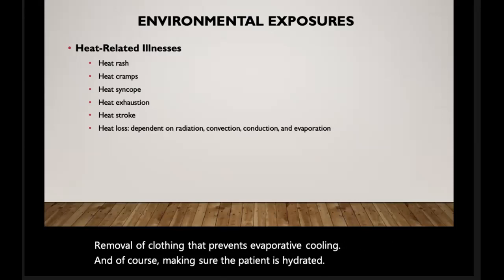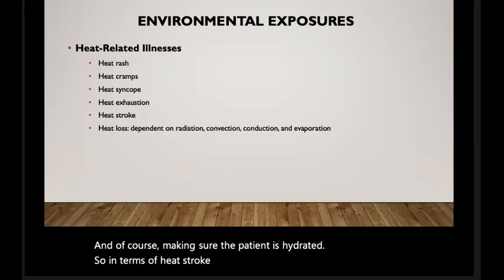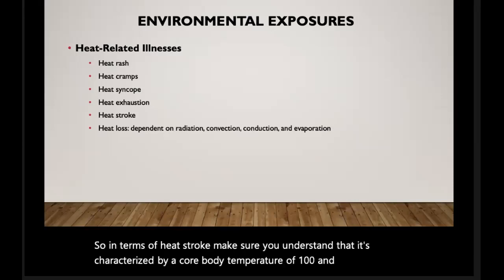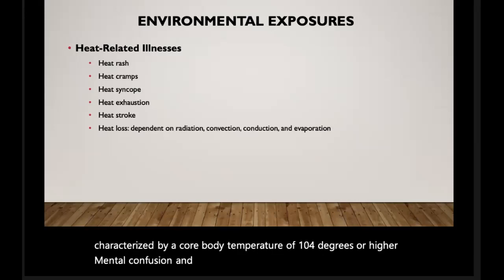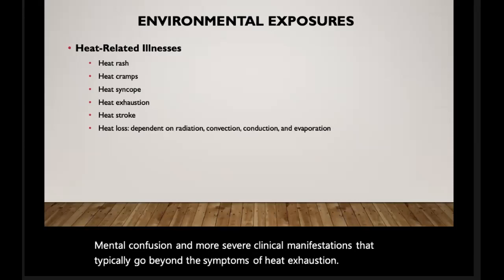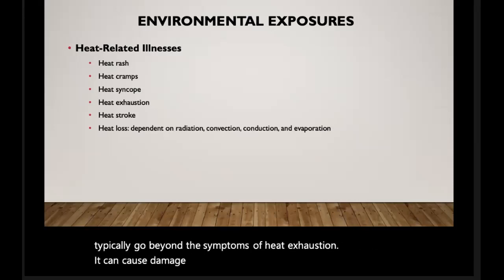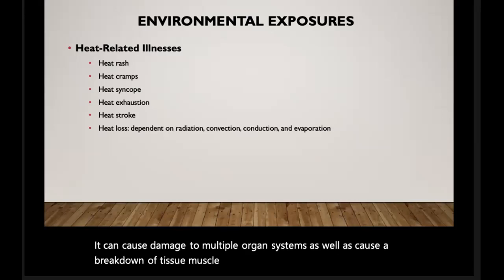So, in terms of heat stroke, make sure you understand that it's characterized by a core body temperature of 104 degrees or higher, mental confusion, and more severe clinical manifestations that typically go beyond the symptoms of heat exhaustion. It can cause damage to multiple organ systems as well as cause a breakdown of muscle tissue, also known as rhabdomyolysis, and the mortality may be as high as 10%.